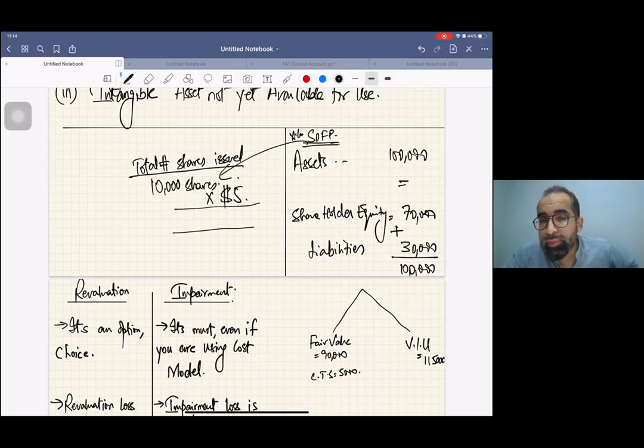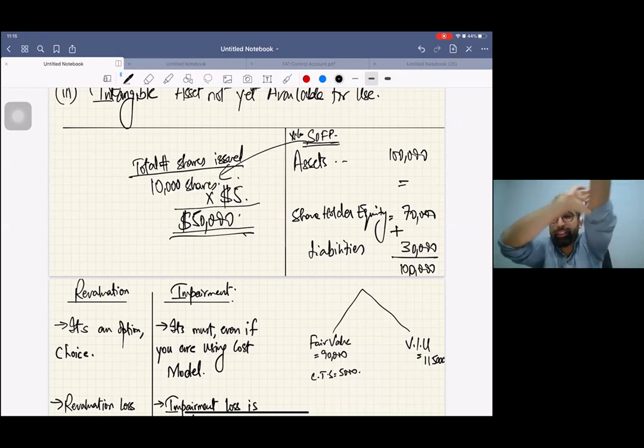Now, that means if somebody wants to buy 100% of this company, how will he buy it? 10,000 multiplied by 5 is 50,000. This is called market capitalization. Market capitalization means the total number of shares multiplied by share price.